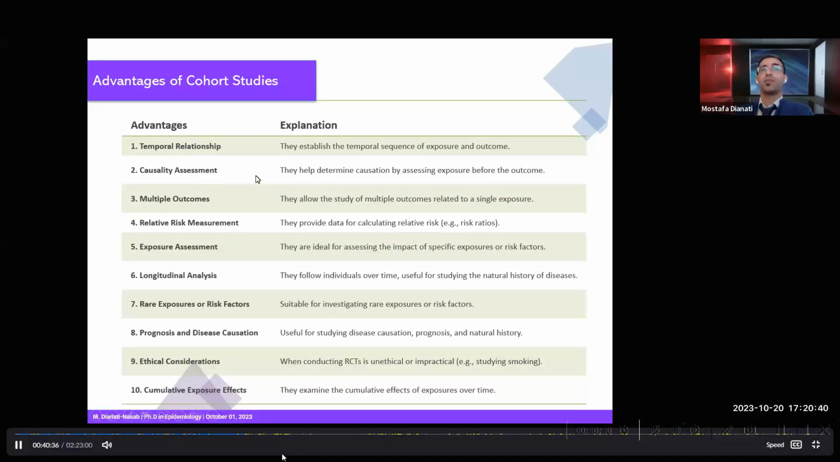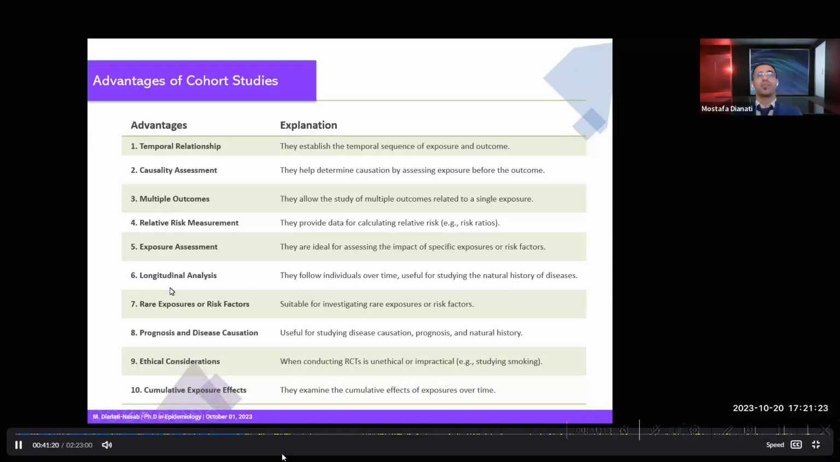Causality assessment, as I mentioned, multiple outcomes. For example, you are going to see the association between exposure to smoking and the risk of cardiovascular diseases, also the risk of, for example, cancer, and so on. Here, as you see, multiple outcomes were examined. As I said, a relative risk measure, we can calculate relative risk, and this will enable us to have the incidence of the disease. So it's obvious that we look at exposure measurement.